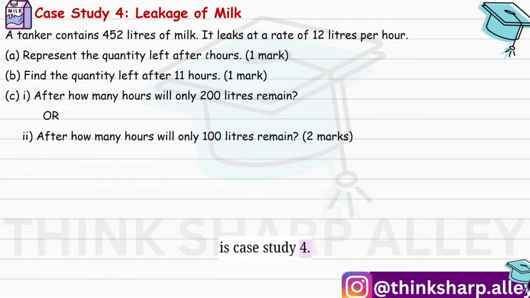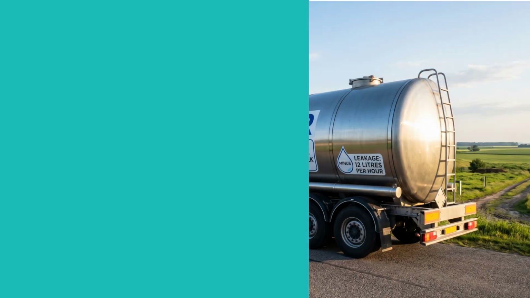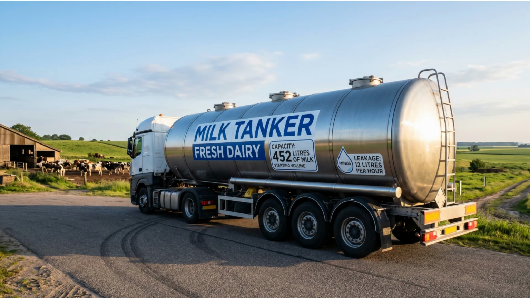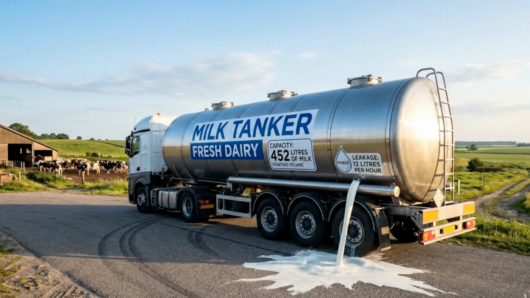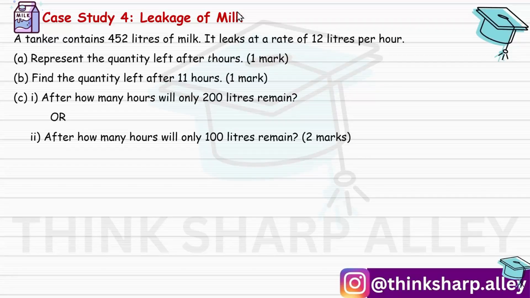This is case study 4. Imagine a giant milk tanker which contains 452 liters of milk. But because there is a leak, the number gets smaller every single hour and it loses 12 liters of milk every hour. So we just need to subtract that loss from the starting amount.